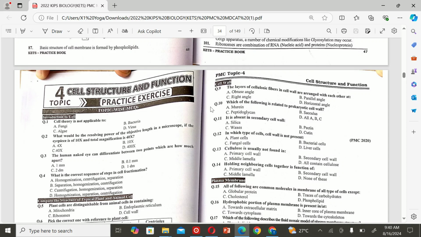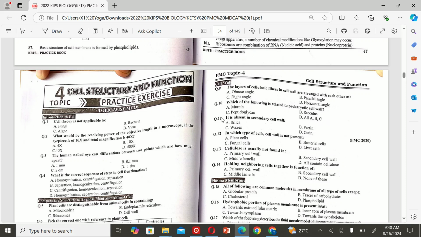Horizontal angle. The next MCQ is: which of the following is related to prokaryote cell wall? A. Murein, B. Suberin, C. Peptidoglycan, and D. all A, B, C. So the correct option is B.